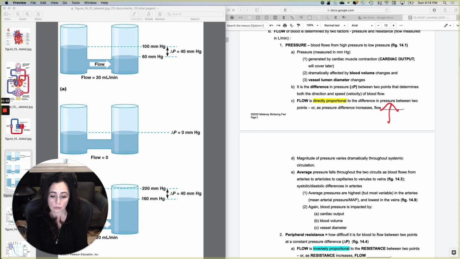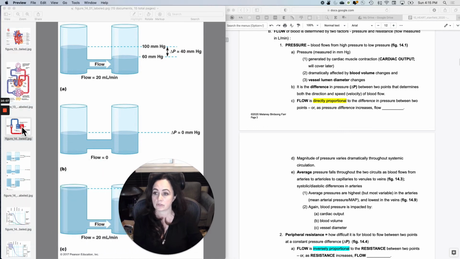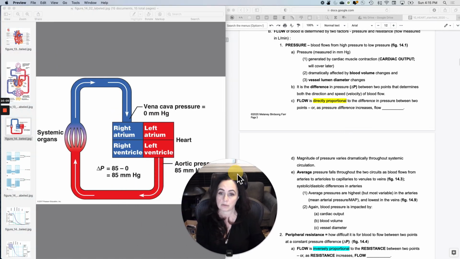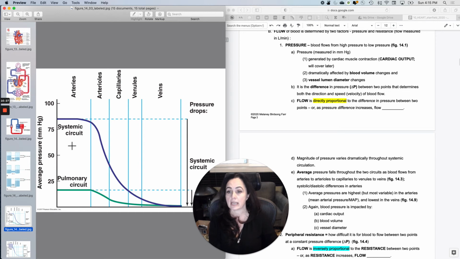And of course, you understand this intuitively, that the magnitude of the pressure in the system is going to vary. We saw this throughout systemic and also pulmonary circulation. So it's going to be highest in the left ventricle, lowest in the right atrium. It's going to fall as you move through systemic circulation. It actually does as well through pulmonary. It's just the pressure in the whole pulmonary system is lower. So here is looking at the average pressure throughout the system.